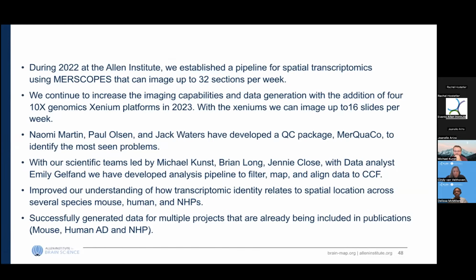The current team, made up of Naomi, Paul, and Jack, developed the QC package Merquaco. Our scientific teams led by Michael, Brian, Jenny, along with their data analyst, Emily, have developed a pipeline for filter mapping and alignment, and they improve overall our understanding of how transcriptomic identity relates to spatial location. And we have successfully generated several papers using the work that we have done in our team.